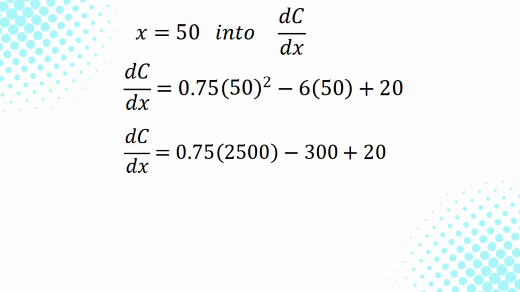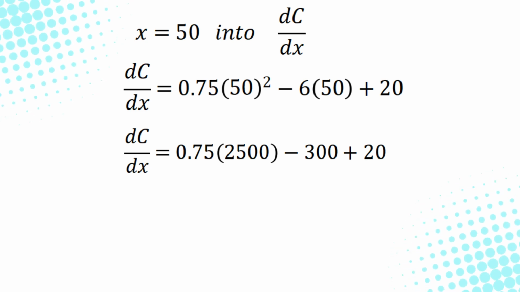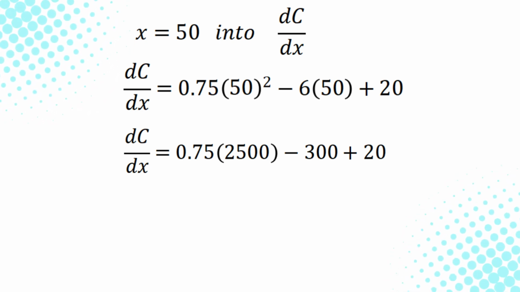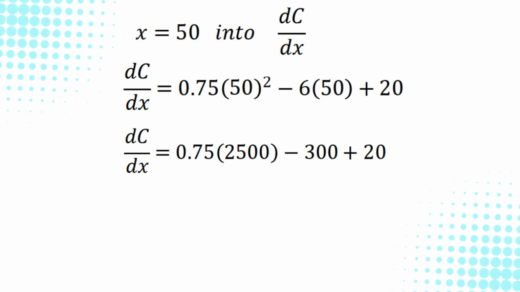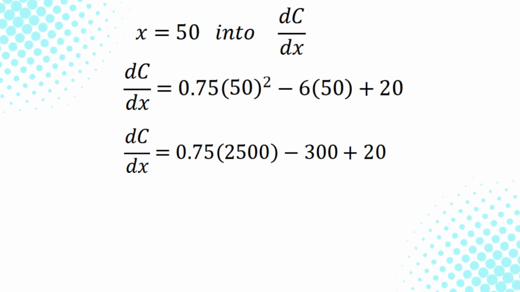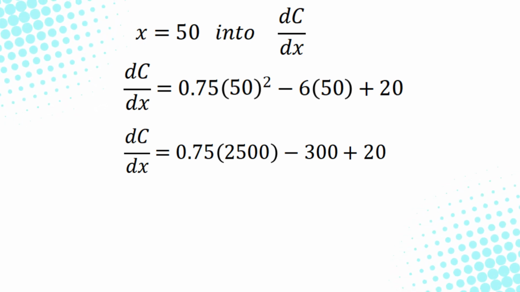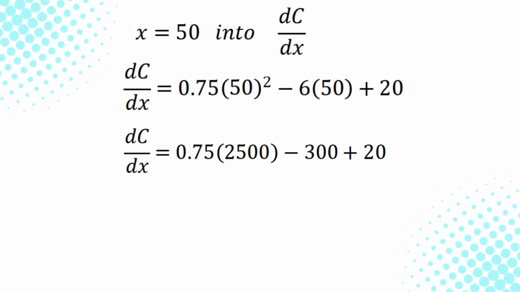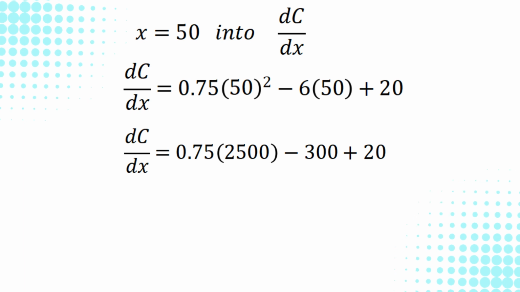Now we are going to compute 50 squared, and that is 2,500. Multiply 0.75 by 2,500 and 6 by 50. Now, we are going to add all the terms.